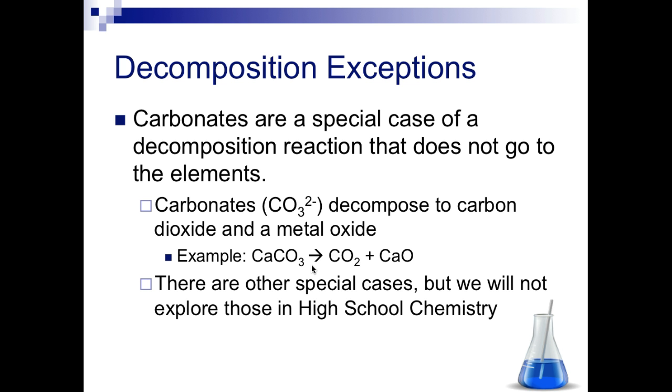The big one that I want you to focus on is the following: carbonates. Carbonates are a special case, in that they do not produce 2 elements. When a carbonate decomposes, it will always break down into carbon dioxide and a metal oxide. So let's look at this example. This is calcium carbonate. When this breaks down, it produces carbon dioxide gas and a metal oxide. The metal in this equation is calcium, so it's going to produce calcium oxide. There are some other special cases, but we're not going to explore those in this class.